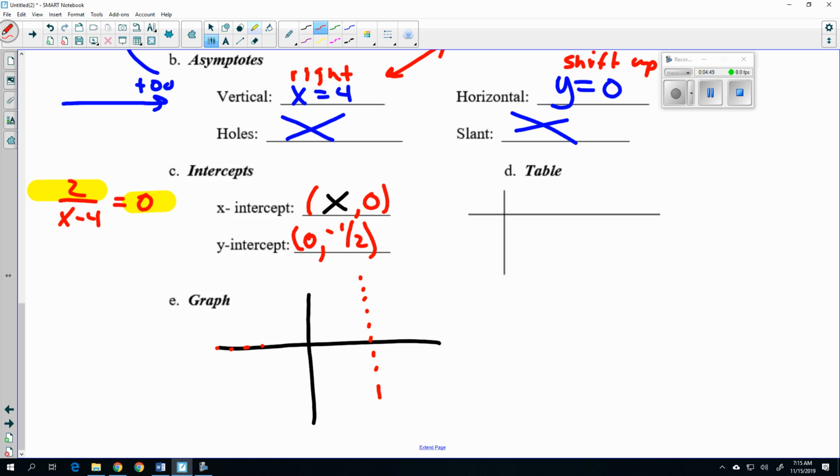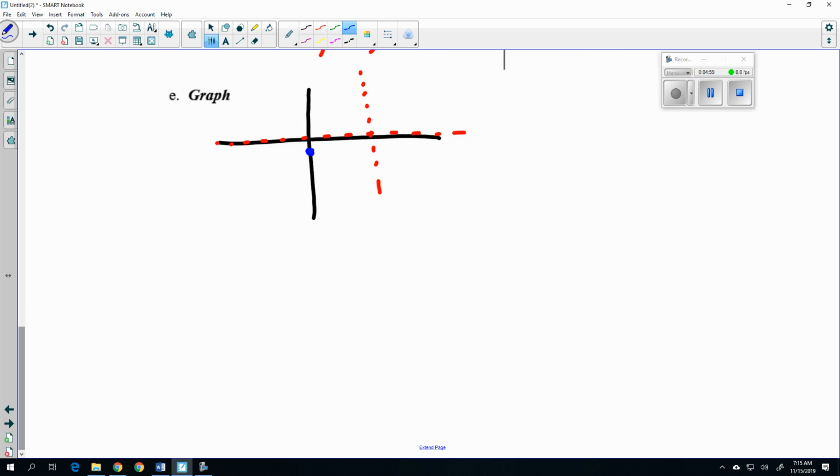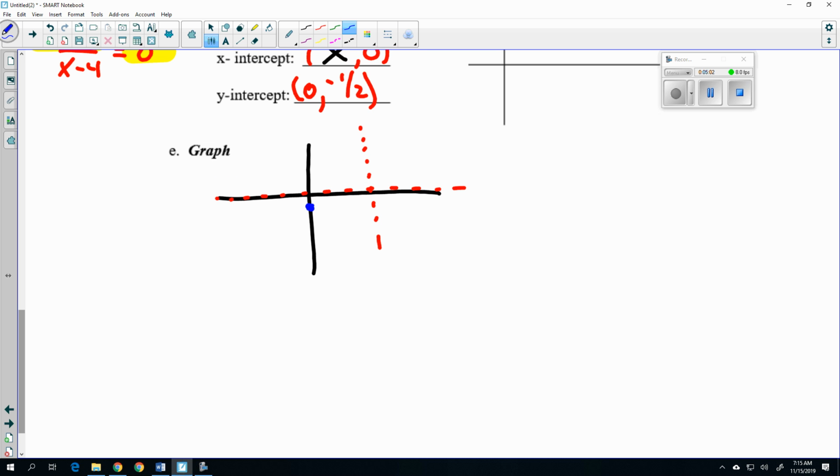Horizontal asymptote, I know a point, only my y-intercept, 0, negative 1/2. I'm claiming that I don't think you really need to make a table here. Would you agree with that? Do you know the left-hand piece of this? The graph follows asymptotes and comes down. The only one you're going to have to check is on the right.